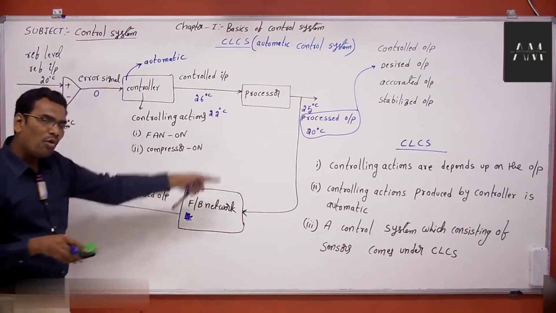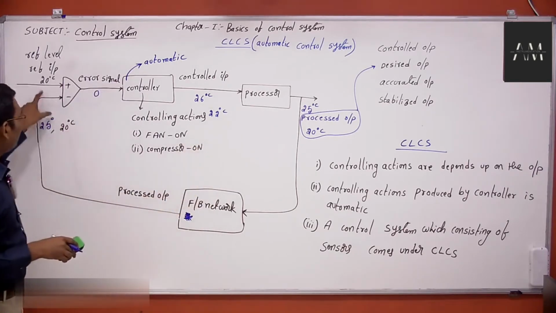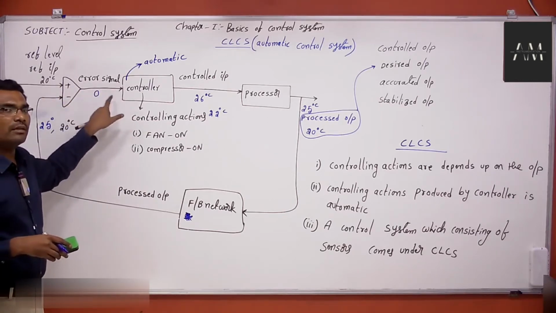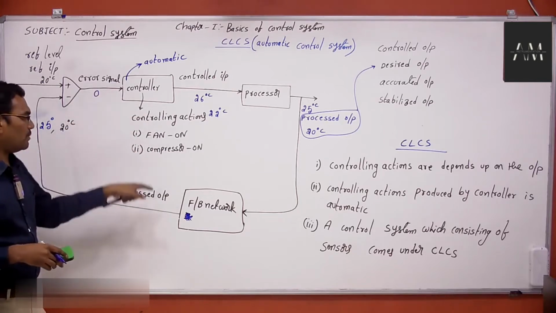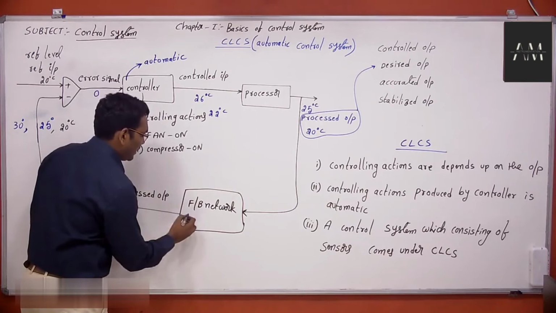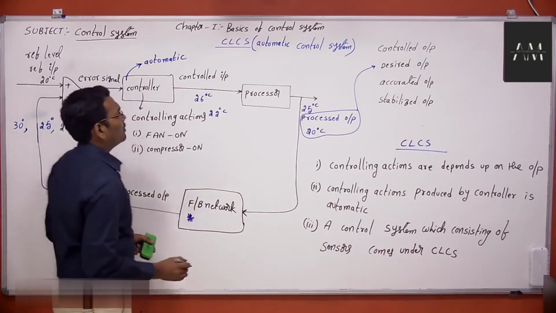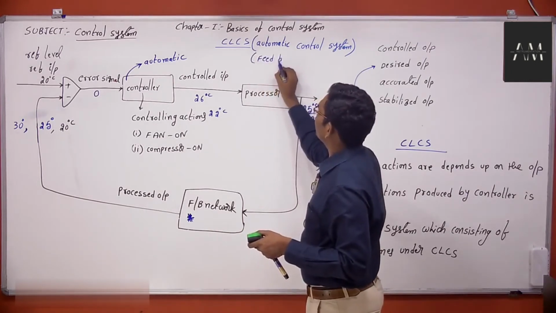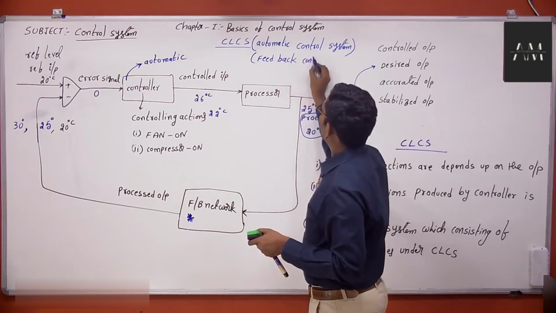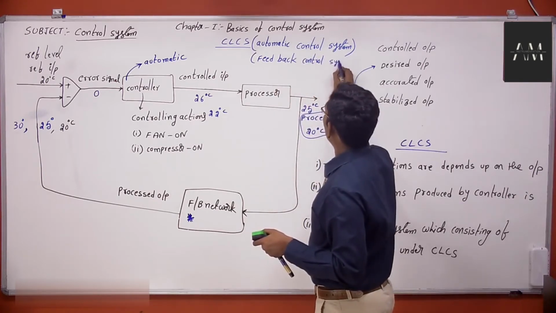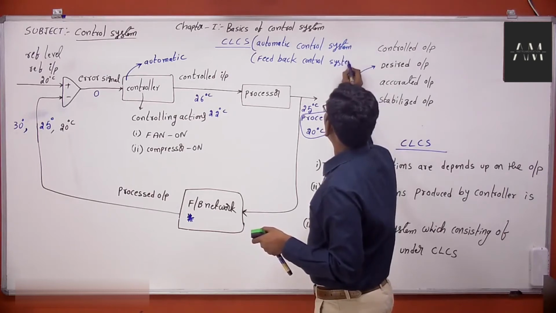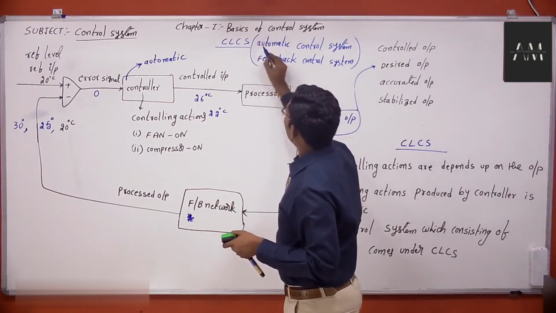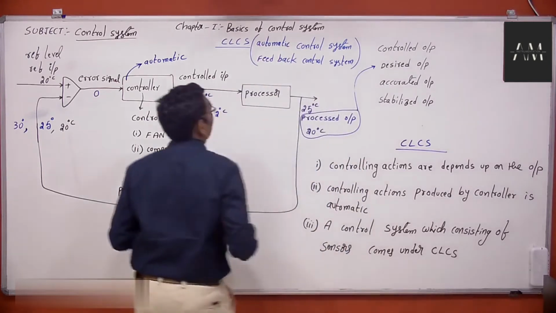Because of this feedback network only, because of this sensor only, we can generate this error signal. Based on this error signal, this part is working properly. Based on this error, we can estimate the performance of the system. Therefore, the feedback network is very important and is available in the closed loop control system. Therefore, closed loop control systems are also called automatic control systems or feedback control systems.